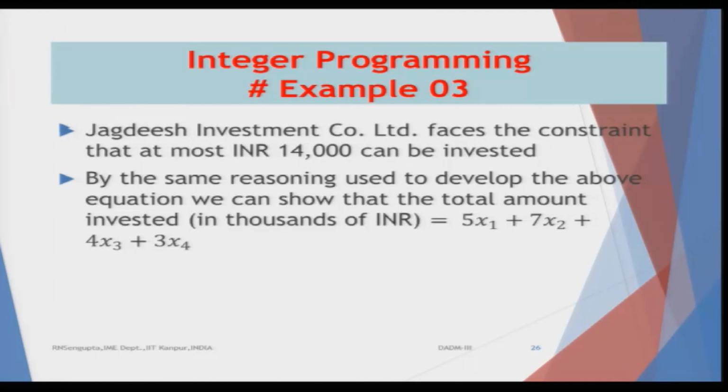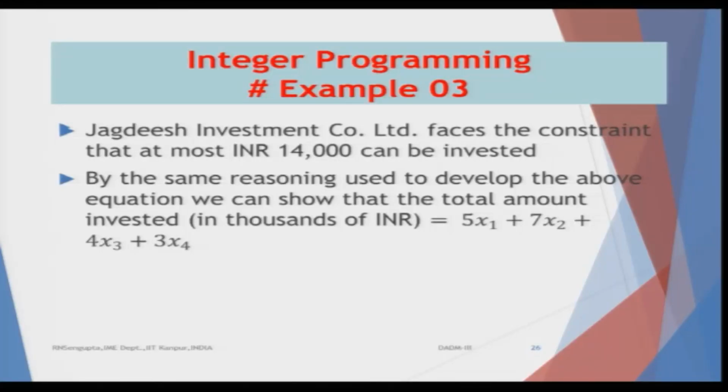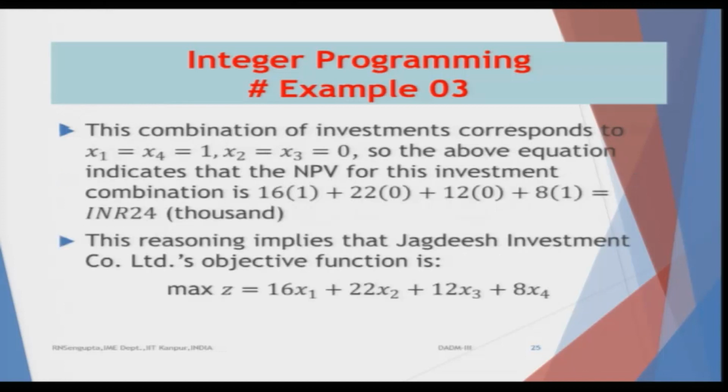Jagdish Investment Company faces the constraint that at most 14,000 can be invested. So, at any point of time it cannot take out more than 14,000 from its pocket. By the same reasoning we used to develop the above equation, we can show the total amount invested in 1000 rupees would be this equation, which I will now go back to the initial problem and state why this equation is true.